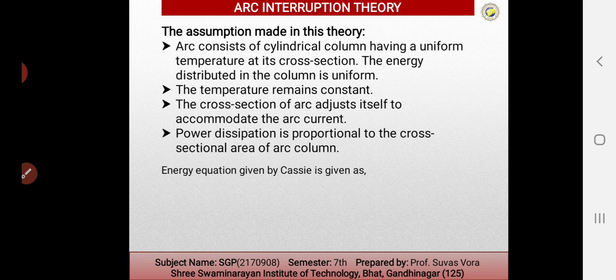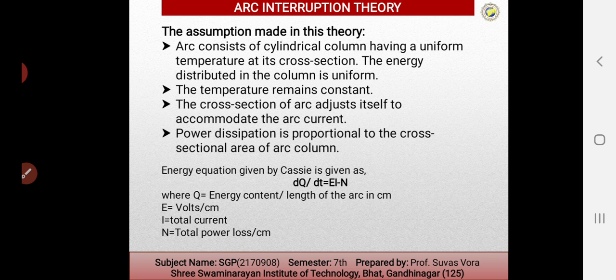The energy equation given by Cassie is dq/dt = EI - N, where Q is the energy content per unit length of the arc in centimeters, E is the voltage, I is the total current, and N is the total power loss. This equation is useful to destroy or interrupt the arc.